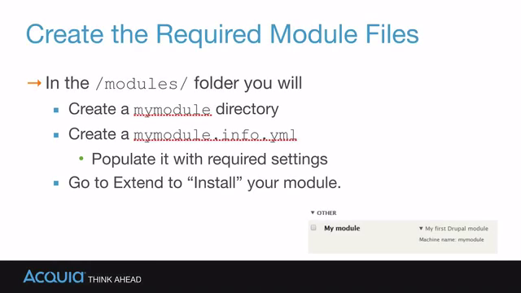As a reminder, here's what we're going to do. Inside the modules folder, we'll create a My Module directory, create a .info.yaml file, populate it with the required settings, and then go ahead and install our module. All right, let's head over to our code editor.